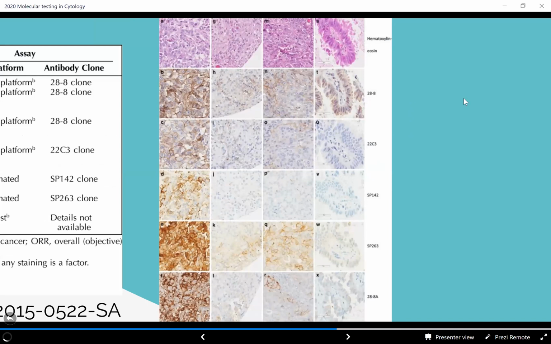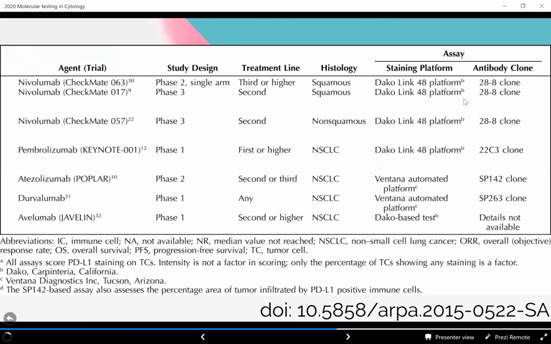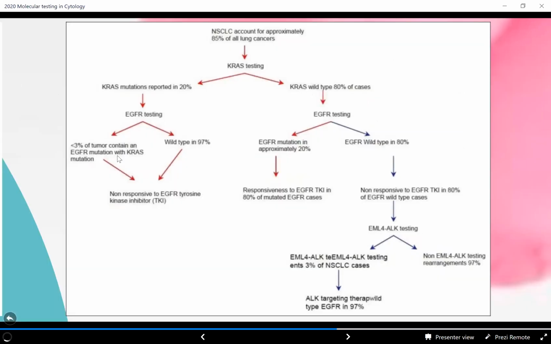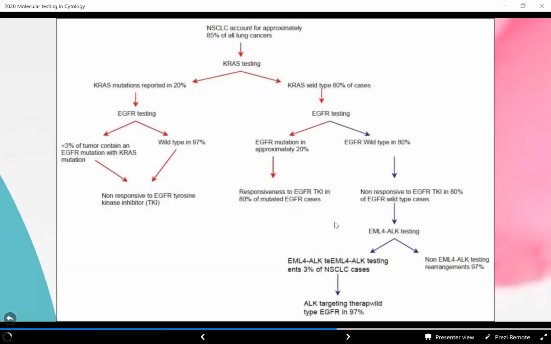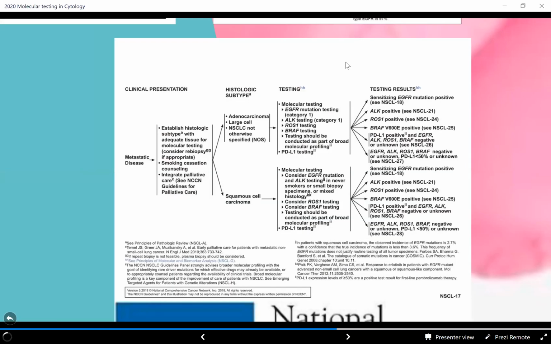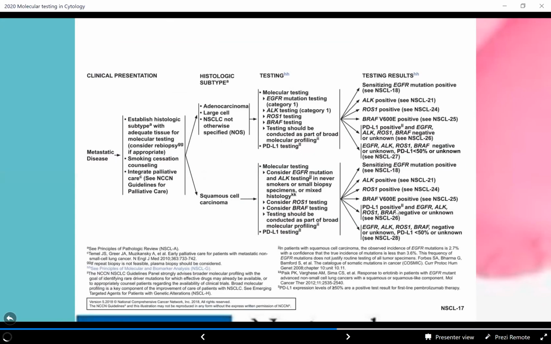Okay. So here is a KRAS testing, and then EGFR, and then you try. So this shows the pathway of testing, as well as how these patients will be managed based on their testing results. All of these, you can look them up on the NCCN guidelines.